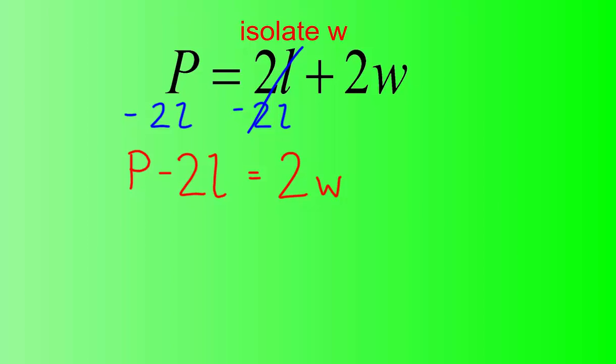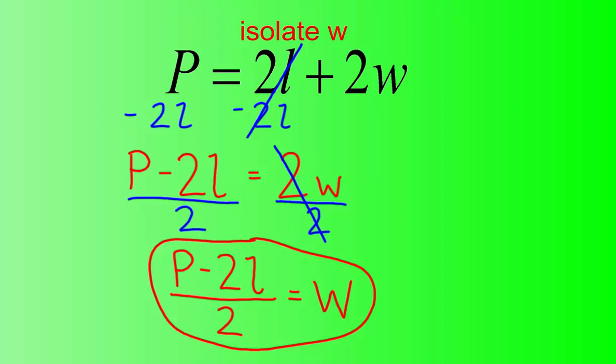My next step is I want to undo all multiplication and division that's next to that w. So since it's being multiplied by 2, I'm going to go ahead and divide by 2. After that, the 2's cancel out on the right side. I'm left with w on the right. It's isolated by itself. And on the left, I have p minus 2l divided by 2.